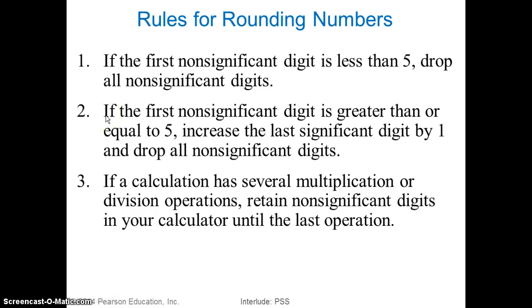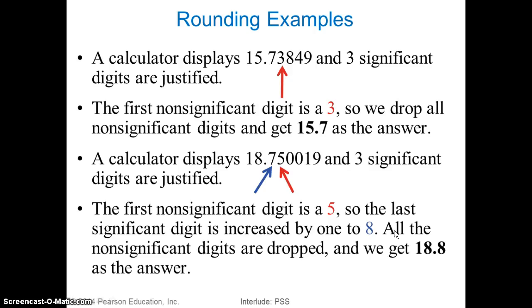Rule number 2: if the first non-significant digit is greater than or equal to 5, increase the last significant digit by 1 and drop all non-significant digits. And rule number 3: if a calculation has several multiplication or division operations, retain non-significant digits in your calculator until the last operation. Okay, so now let's take an example.